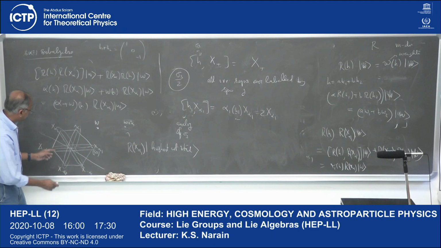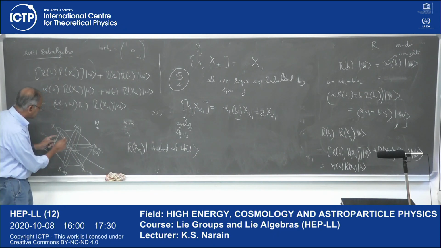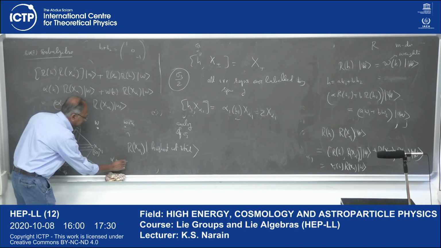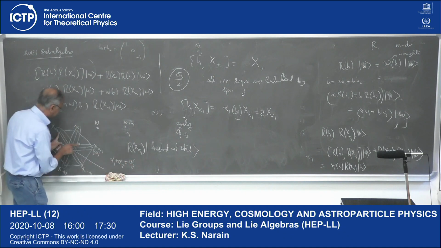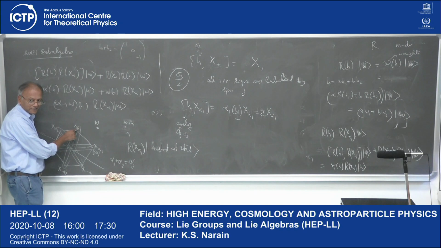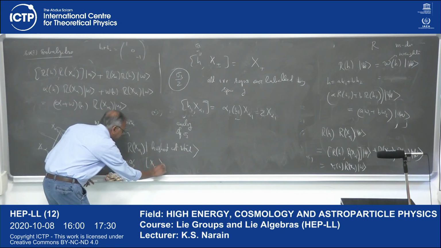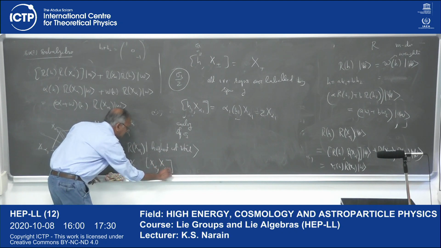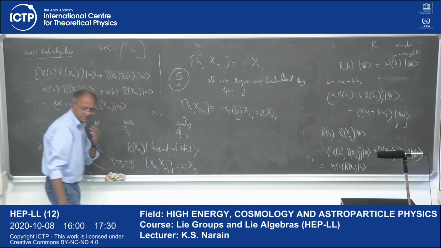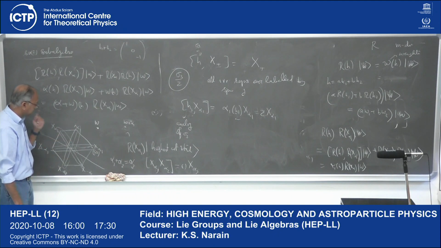The one thing that you immediately see here is that alpha 1 plus alpha 2 is alpha 3. Right? I mean, if you take this vector and that vector, you get that. Which is another way to say that when you take the commutator of x alpha 1 and x alpha 2, you get x alpha 3 up to some number. Okay. So alpha 1 plus alpha 2 is alpha 3.